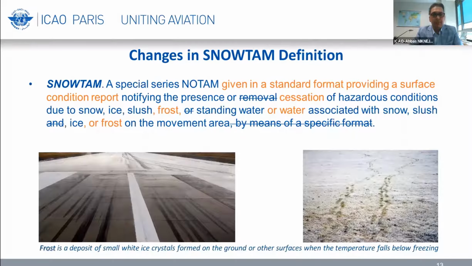And here you can see some pictures of frost because it was newly introduced. Frost is a deposit of small white ice crystals formed on the ground when temperature falls below freezing. So just for familiarization: although as AIS AIM we are not going to assess runway condition in person, and we are just disseminating the information, we need to have some knowledge to some extent about the phenomena.